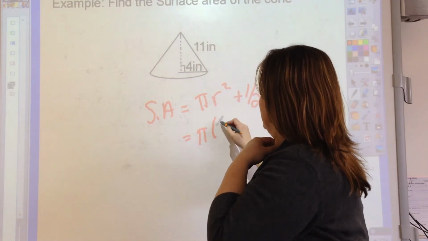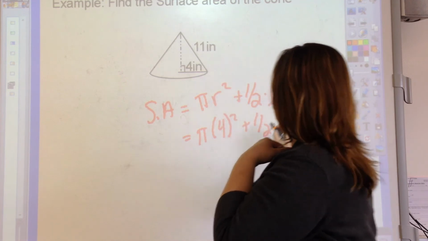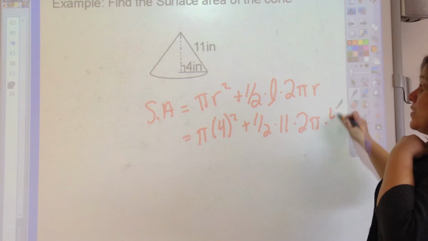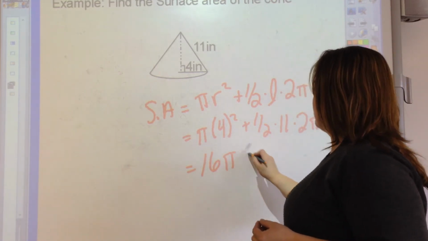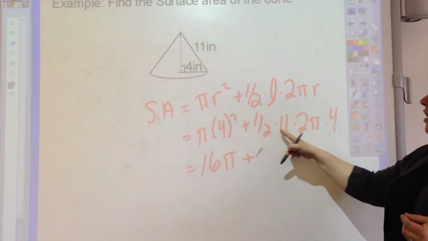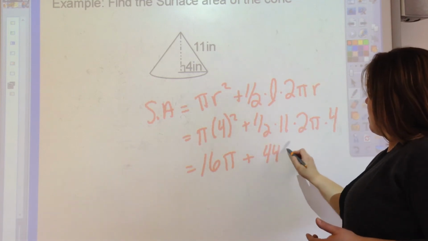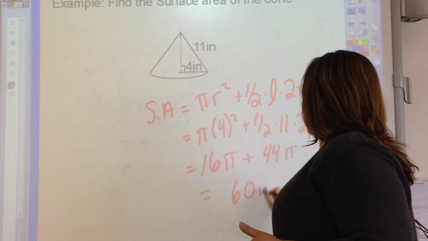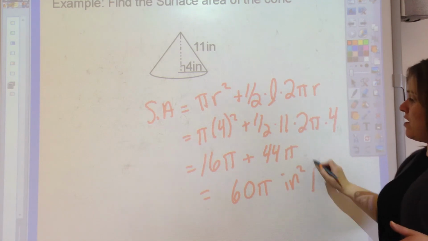All right, now we're going to plug in values. My radius is 4. My slant height is 11. And again, my radius is 4. So when I simplify, I'm going to get 16 pi plus, it looks to me like 44 times 1/2 times 2 will cancel, and I'll get 44 pi. And when I combine those, I'm going to get 60 pi. My units should be inches squared.